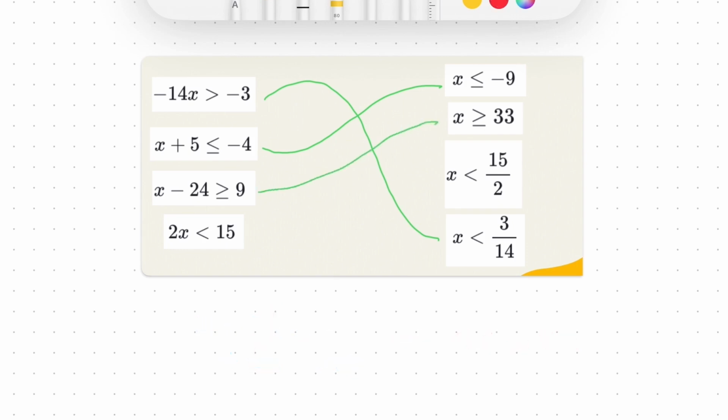For our final inequality, we have that 2x is less than 15. Note that 2 is a positive number, so when we divide both sides by 2, we do not need to switch the inequality sign. So we are left with a final answer of x is less than 15 over 2.